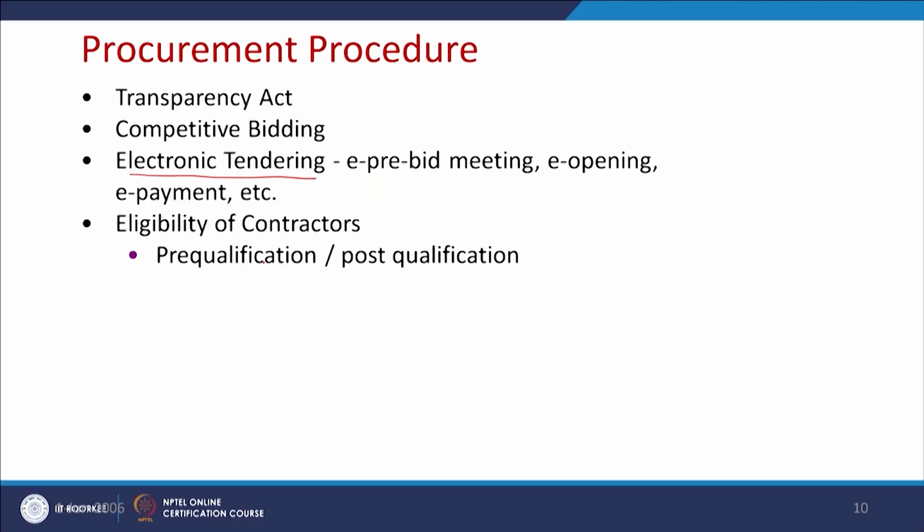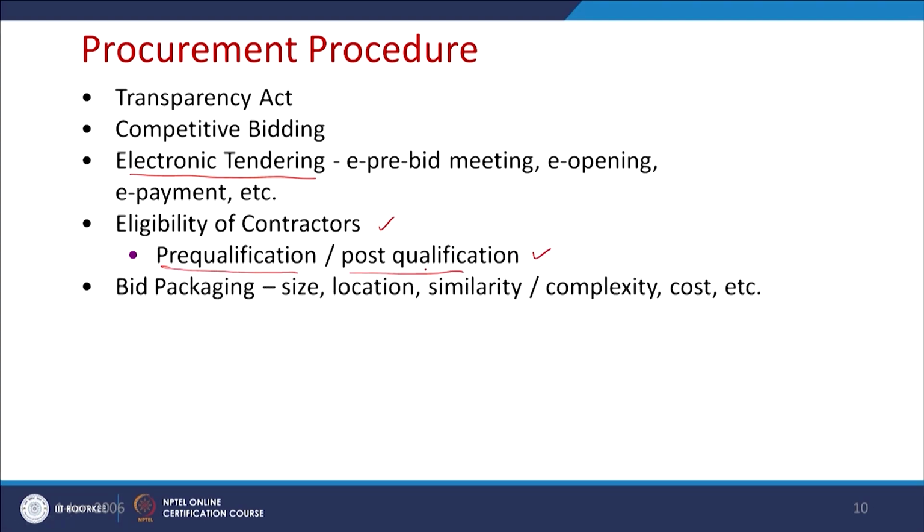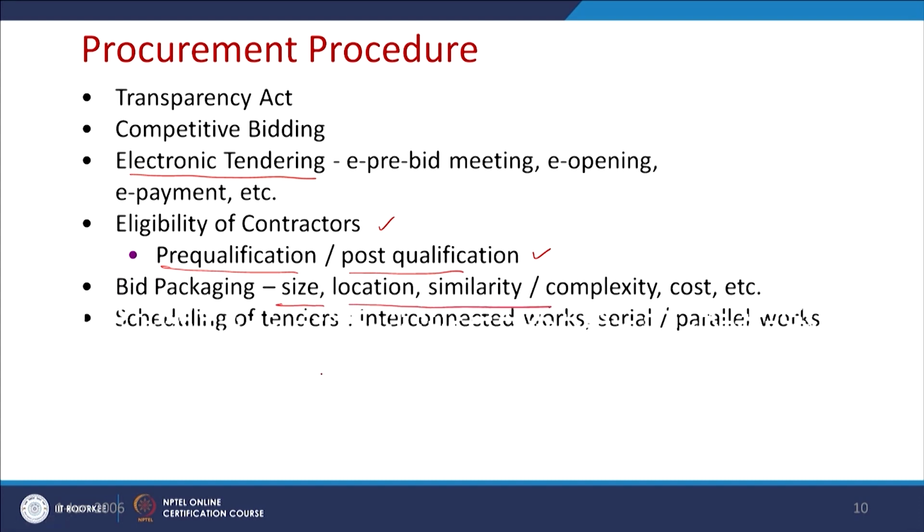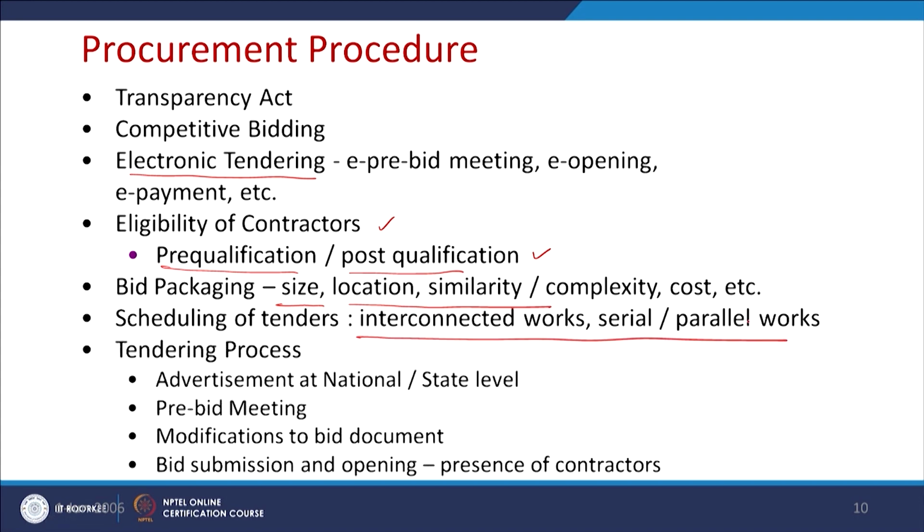Then eligibility of the contractor, you have to check the pre-qualification and the post-qualification. I will come to this point later. Then bid packaging: what kind of size, location, similarity, complexity, cost, etc. will be there in the package of the proposal. Scheduling of the tender, interconnected works, how the service providers will schedule the work, that also needs to be mentioned.